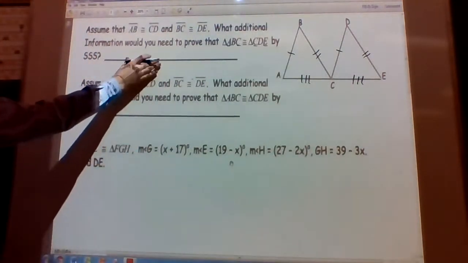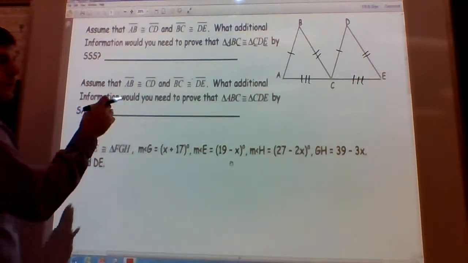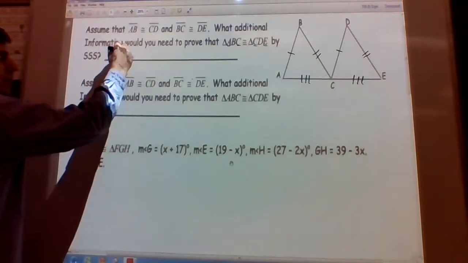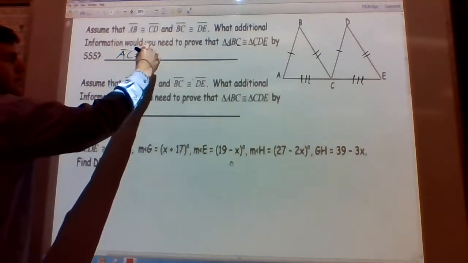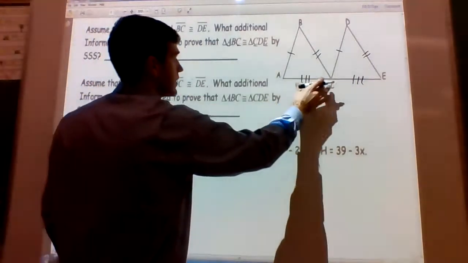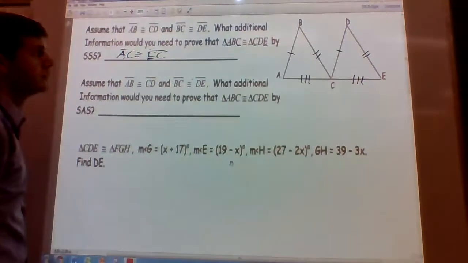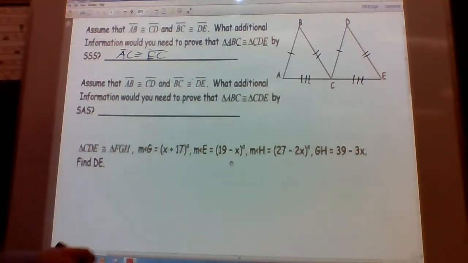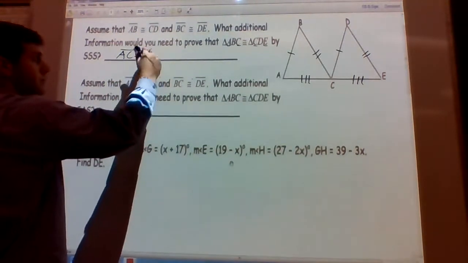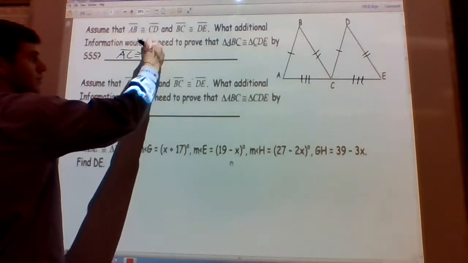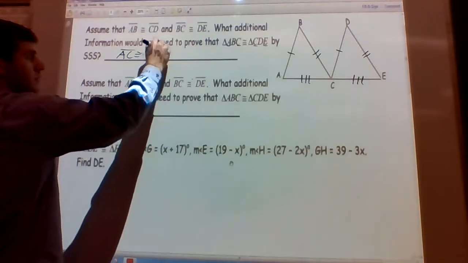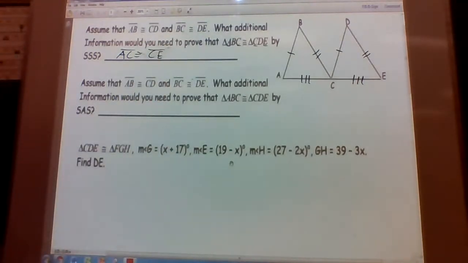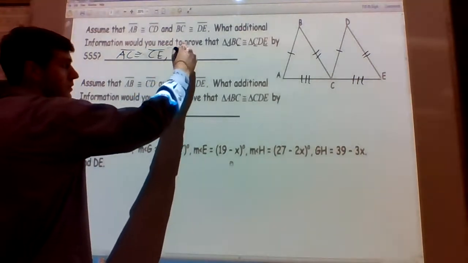So I mean, that's what it's asking. What additional information would we need? The additional information we would need is we would need to know that AC is congruent to EC. Or CE, rather. Both would be fine for me, but CE is the better way to go because they're going the same order, same way. You could also say, if you wanted to, C was the midpoint.